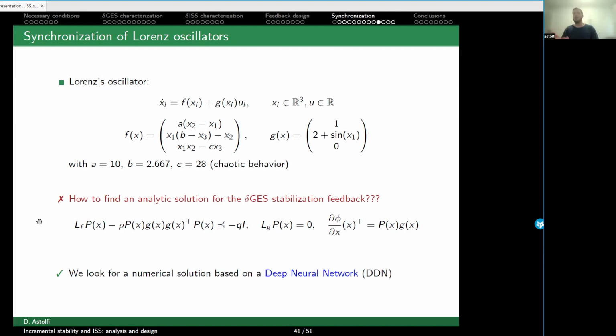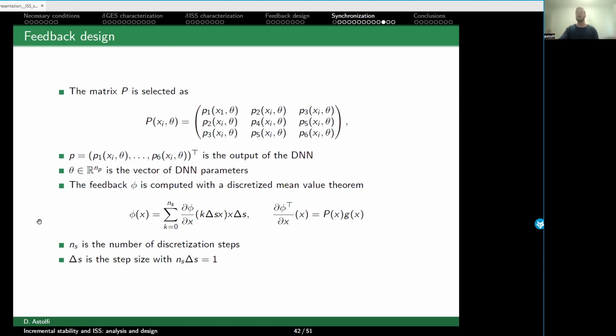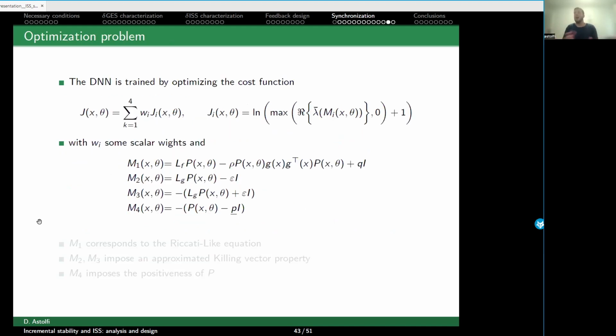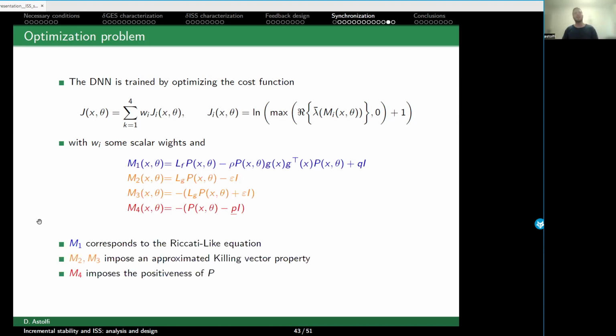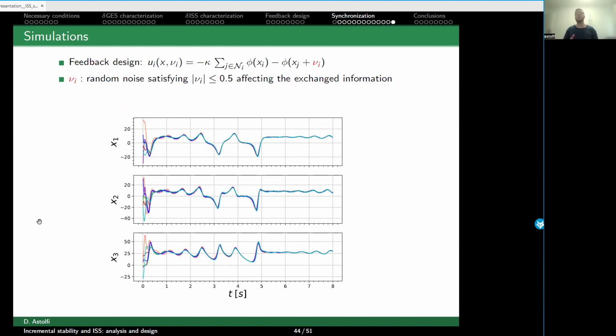What we do is to describe our matrix P by a neural network composed of many parameters, and we try to approach it numerically as best as possible. In particular, we try a neural network with a cost function that satisfies some bounds, and we have four elements to optimize: one corresponding to the Riccati-like inequality, one approximating the Killing vector property, so we cannot solve a numerical problem asking for LgP equal to 0, so we just try to make LgP as small as possible, and finally imposing positiveness of P for the fourth term. The simulations are quite nice because numerically we could solve the problem, and we see synchronization of our Lorenz connected network, and we also put in random noise, etc.